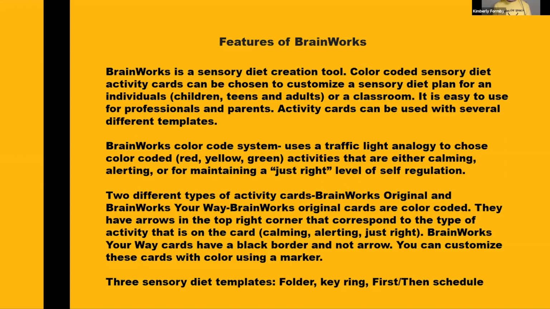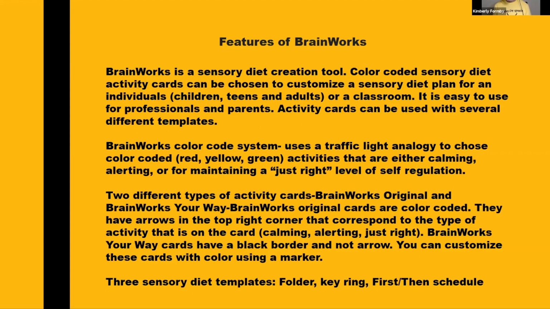The activity cards can be used with different templates to create different types of visual presentation when you're doing a sensory diet. So the BrainWorks color-coded system uses a traffic light analogy with the colors red, yellow, and green to indicate which activities are calming, which activities are alerting, and which activities help the brain maintain a just right level of sensory self-regulation. There are two different types of cards that you're going to be seeing.